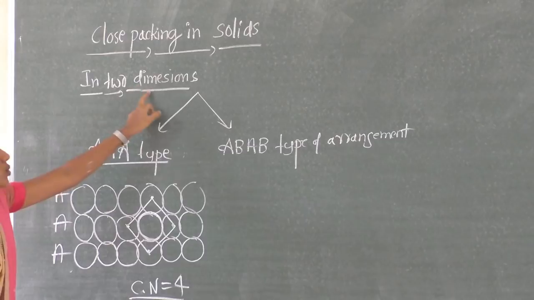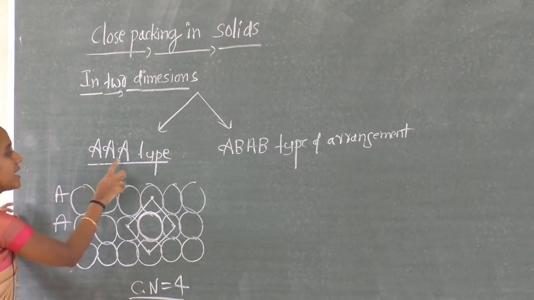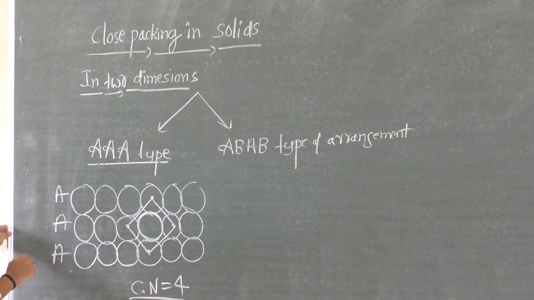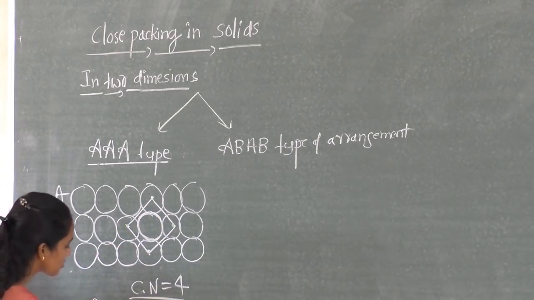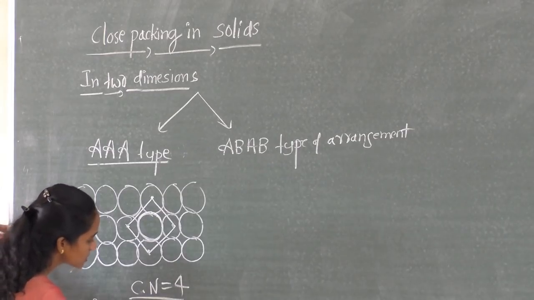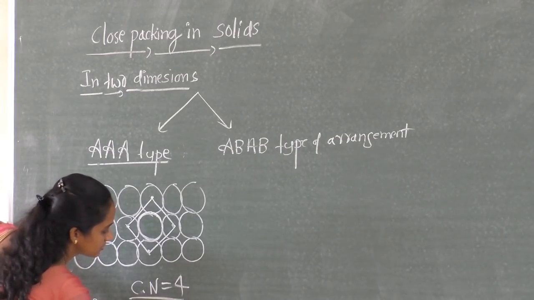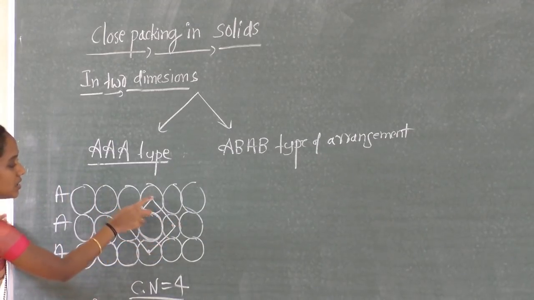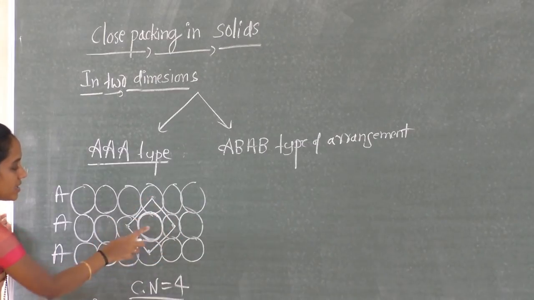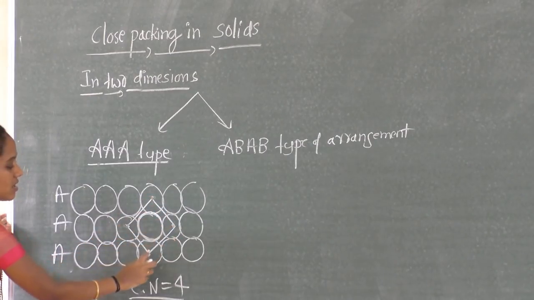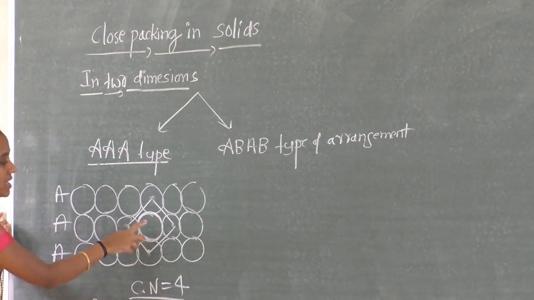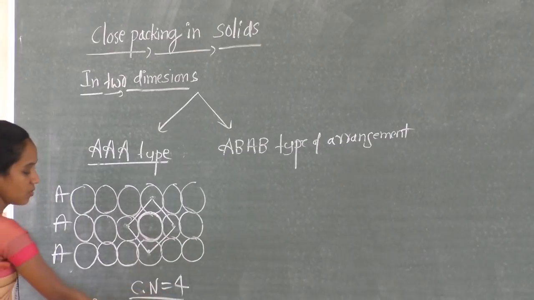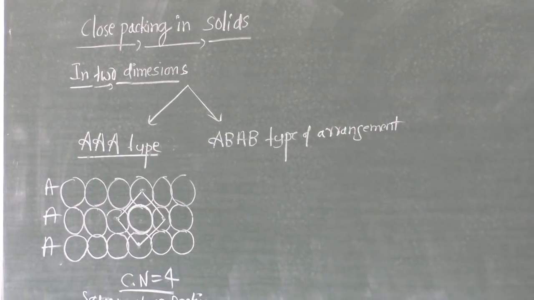Therefore, in 2 dimensions, this AA type of arrangement is also known as square close packing. It is square close packing. Why is it square close packing? Because we get a square on joining the centers of these 4 neighboring spheres, and also the coordination number of this particle is 4 here. So now look at the models.